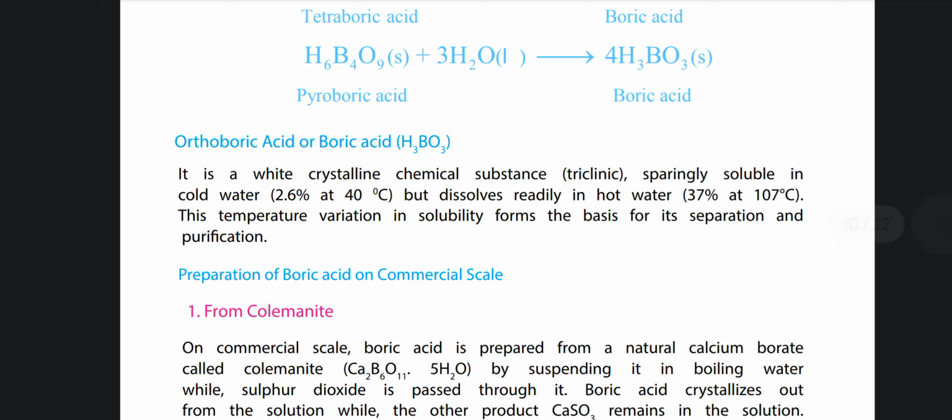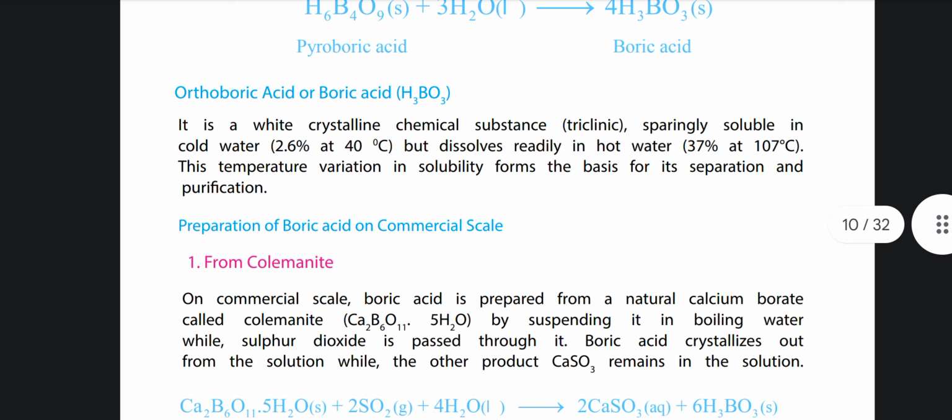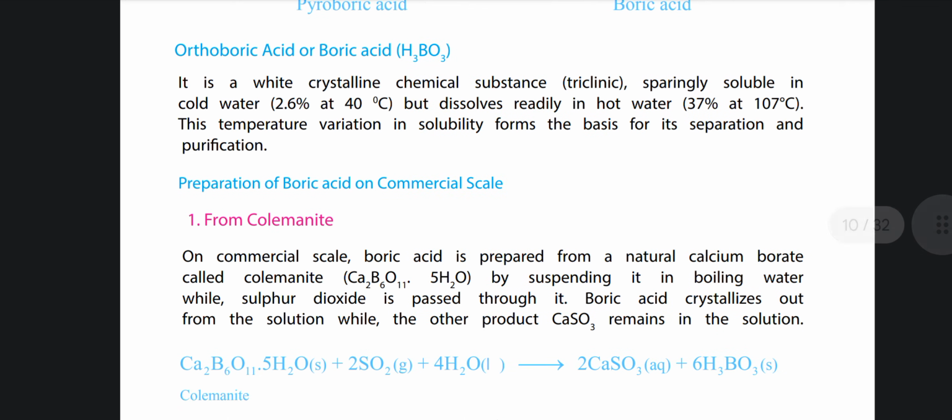Orthoboric acid or boric acid is a white crystalline chemical substance, triclinic, sparingly soluble in cold water, 2.6% at 40 degrees Celsius, and dissolves readily in hot water, 37% at 107 degrees Celsius. This temperature variation in solubility forms the basis for its separation and purification.